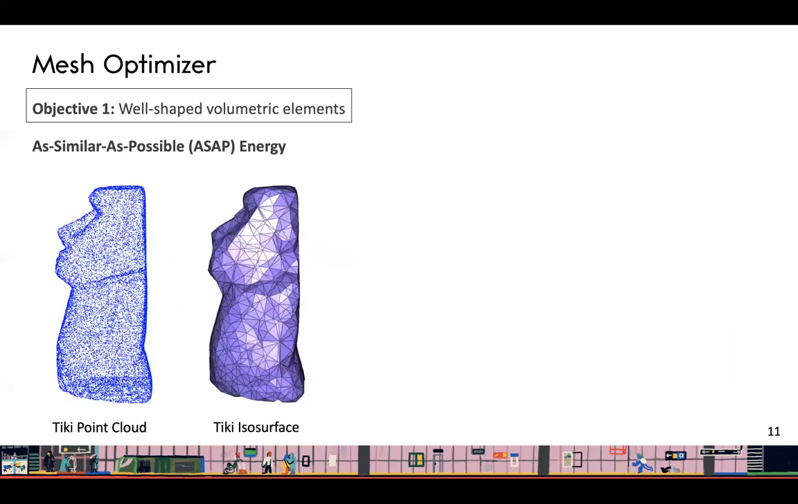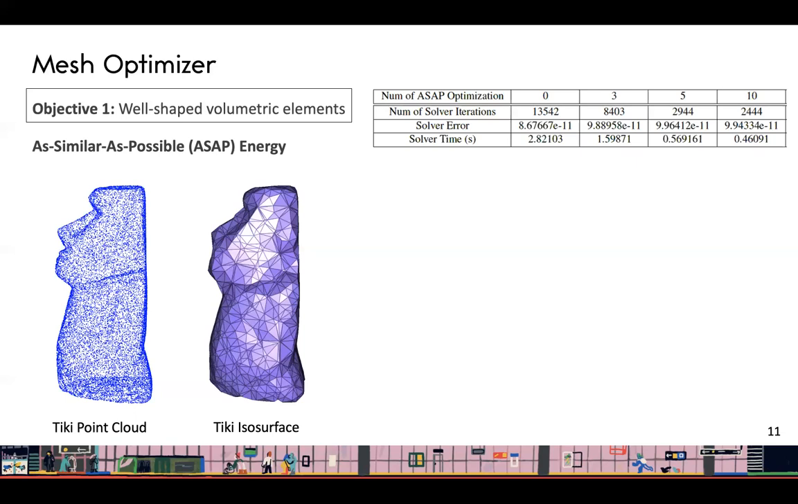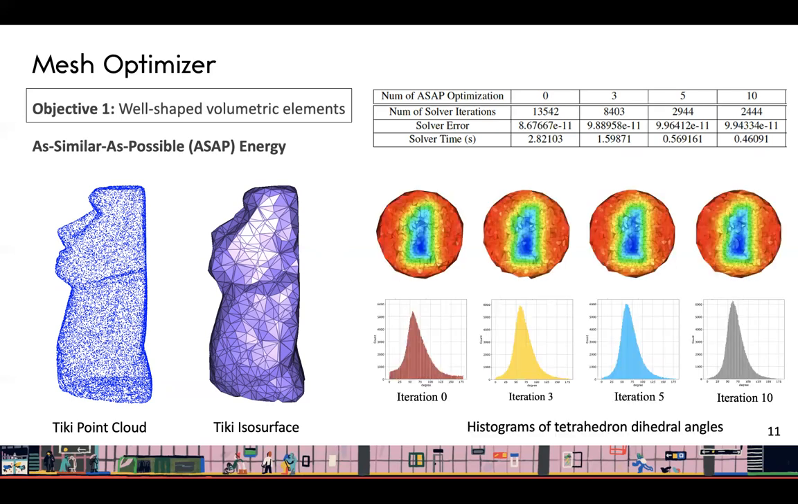Here we show empirically that the ASAP energy helps improve the solver conditioning. We initialize the geometric domain and choose the SSD solver. We start by comparing the number of iterations needed for the SSD solver to attain a fixed tolerance error before and after a pure ASAP optimization. We observe that both the number of iterations needed for the solver to converge and the computation time decrease during the process. We show as well the histogram of the dihedral angles of all tetrahedra. The number of slivers also decreases.